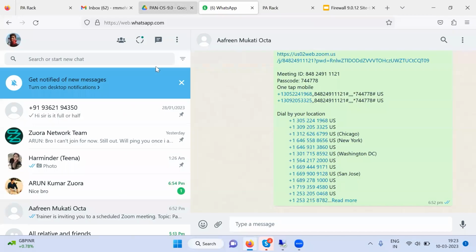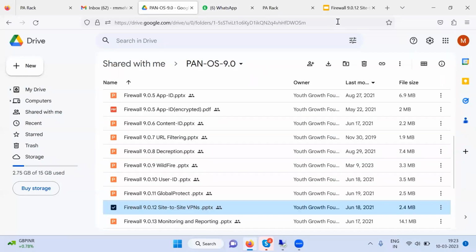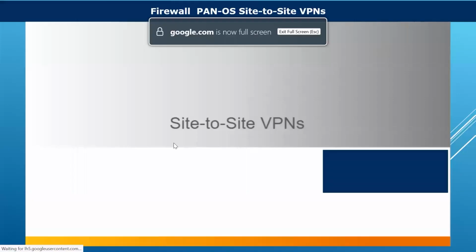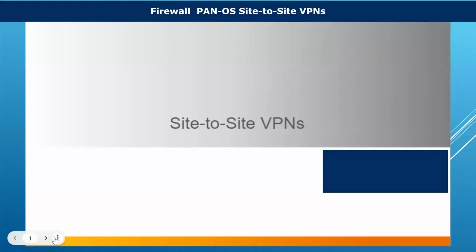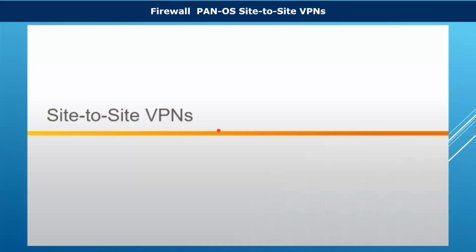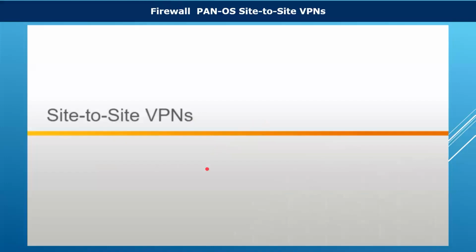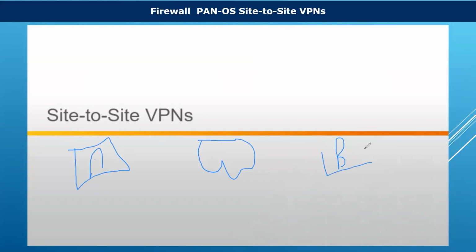VPN. Theoretical part. Site-to-site VPN. Let's go to the slideshow. Okay, guys. And here, let me take the spotlight. So site-to-site VPN, guys. What is the requirement of site-to-site VPN when we have two offices? Office A and office B. Both are connected over the internet. Like this.